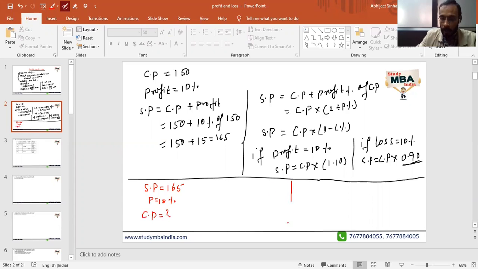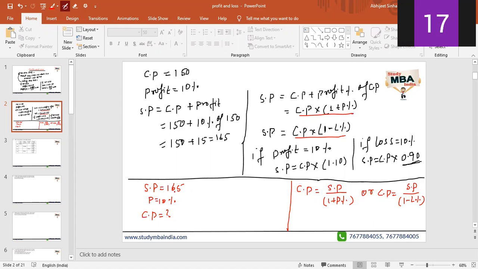So according to this formula, if the selling price is given, we have to calculate the cost price. So the cost price will be what? Selling price divided by 1 plus profit percent, if there is a profit. Or we can say the cost price equals selling price divided by 1 minus loss percent, if there is a loss, right? Yes, sir.